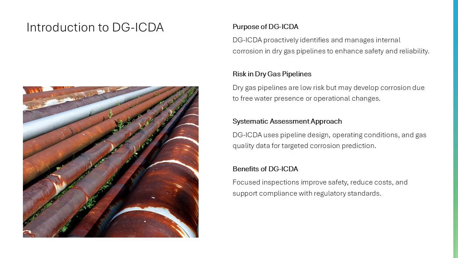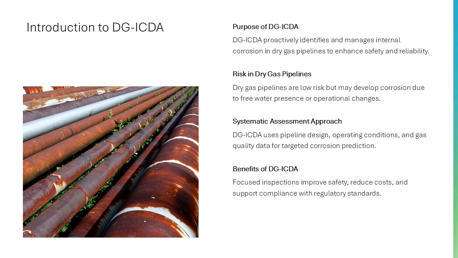The Internal Corrosion Direct Assessment Methodology for pipelines carrying normally dry natural gas, commonly referred to as DG-ICDA, is a structured and engineering-based process developed to proactively identify, assess, and manage the threat of internal corrosion. This methodology is formally documented in NACE SP0206 and is intended for pipelines that typically transport dry gas but may still be susceptible to localized internal corrosion due to intermittent or unexpected presence of free water.